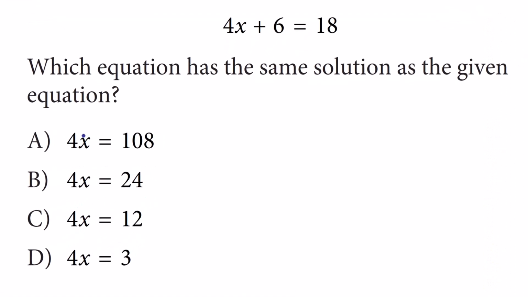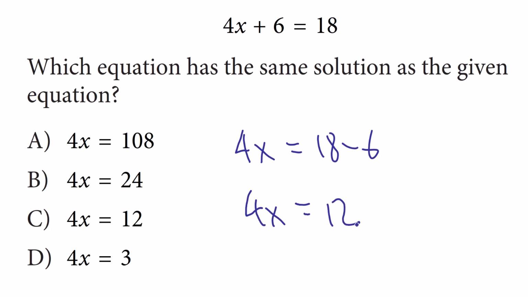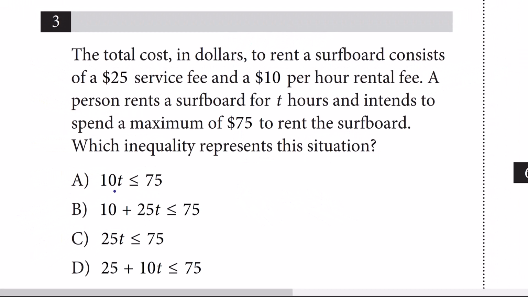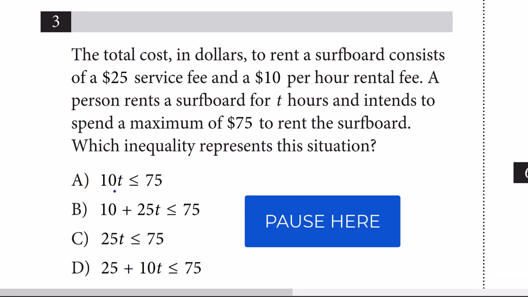You're not actually solving for x. So this is just 4x is equal to 18 minus 6. Subtract 6 from there. 4x is equal to 12. Pretty straightforward. No problems there. Question number 3. Go ahead and pause the video, look at it, and try to solve.